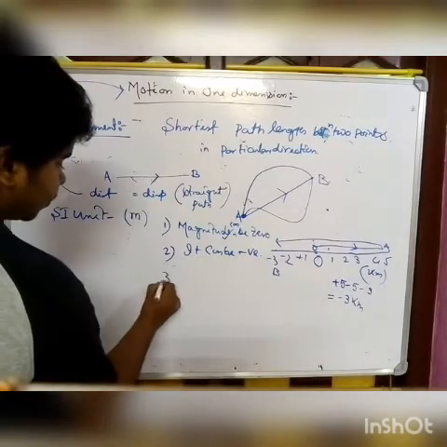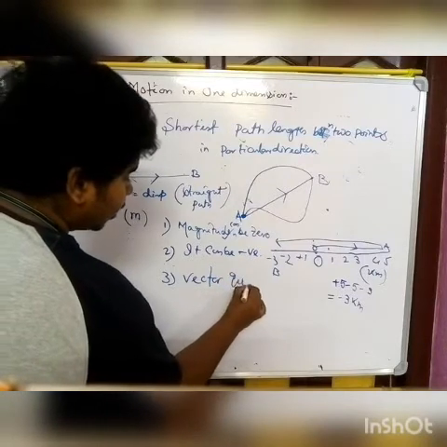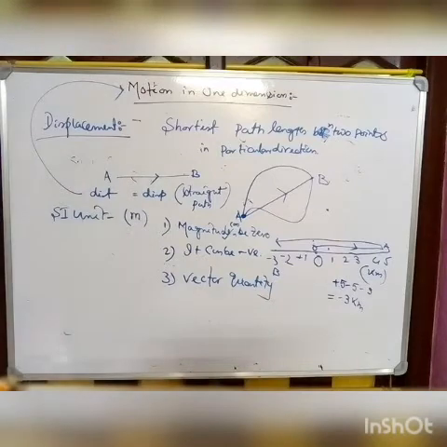Number 3, it is a vector quantity. Why is it a vector quantity? Whenever we represent the displacement, we need a direction to express it. Without direction, we cannot express the displacement. So we can say that displacement is a vector quantity.